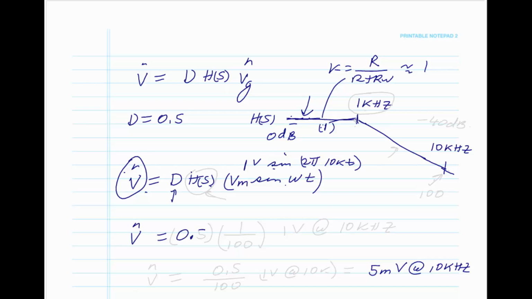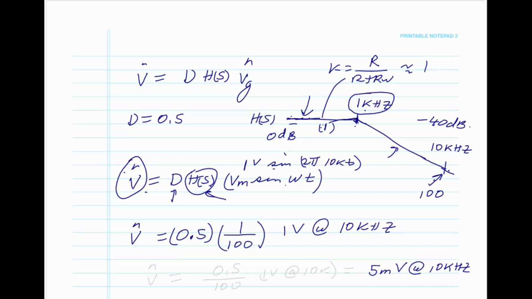So the output is going to be a 0.5. Well, what is this? Well, this is going to be the low-pass filter. So since the breakpoint is 1 kilohertz, by the time it hits 10 kilohertz, that's minus 40 dB down because the slope is 40 dB per decade. Well, that 40 dB is a factor of 100 because 20 log of 100 is 40 dB. So you see, this gets divided by now 100 times 1 volt at 10 kilohertz.